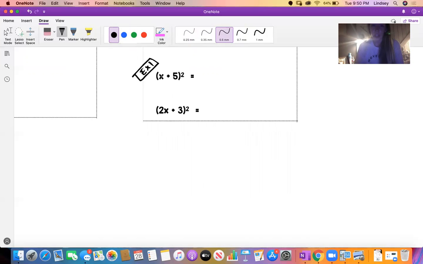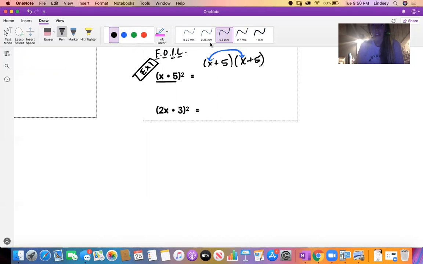Okay, so first thing I notice is I have x plus 5 squared. We know when we're squaring something, we're just multiplying it by itself. So I'm just going to rewrite it like that. And I know when I have two parentheses with more than one term, I have to use the FOIL method. FOIL: first, outer, inner, last. First, outer, inner, last. So first I have x times x.